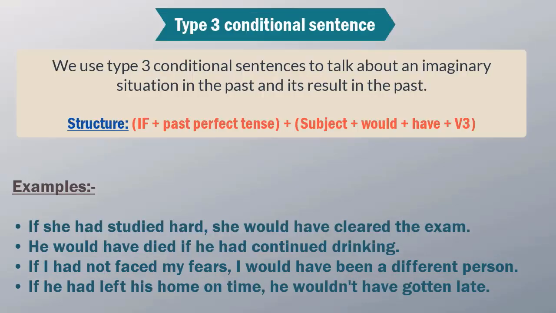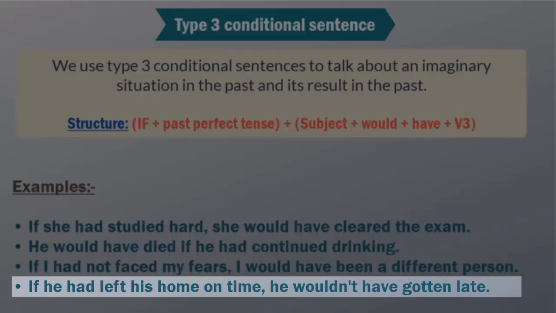Next example. If he had left his home on time, he wouldn't have gotten late. If he had left his home on time, condition, he would not have gotten late. So the outcome is a negative sentence.